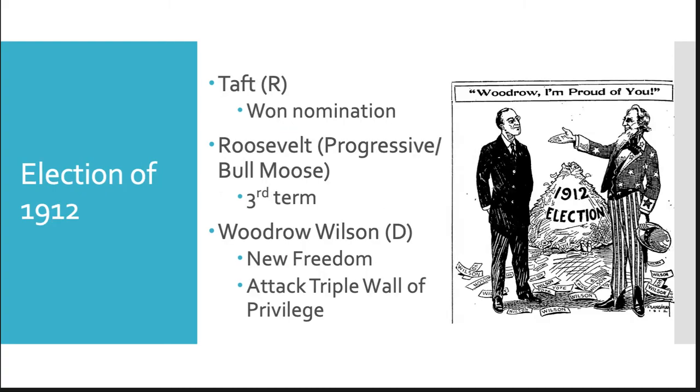Now, at this time, there was no limit to the presidency. We do not have term limits on the presidency yet. So, when it comes time for the election of 1912, Taft is going to be the incumbent. He will win the Republican nomination. Hands down, no challenge whatsoever.